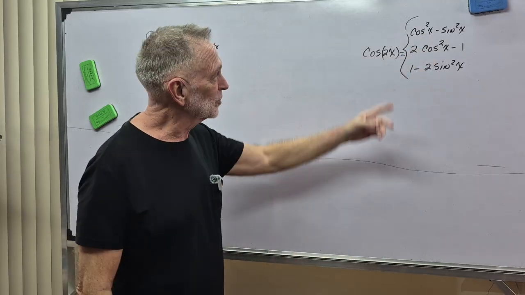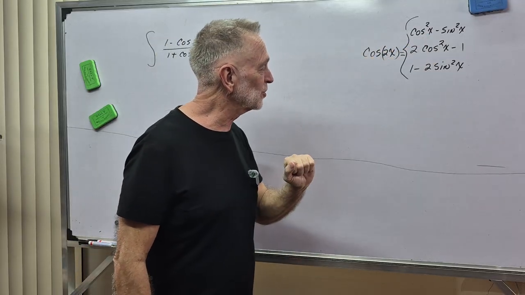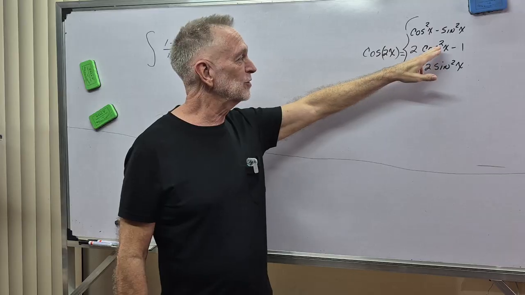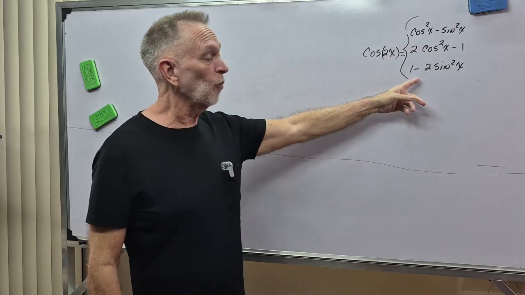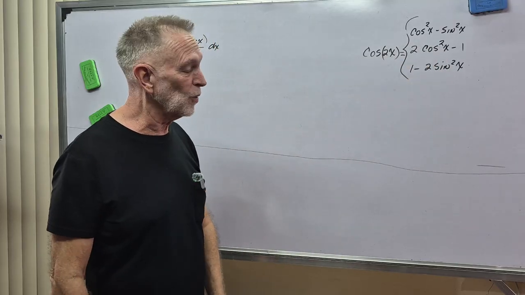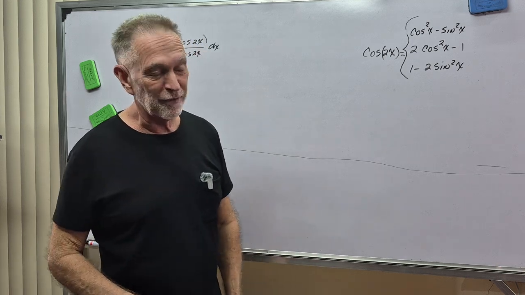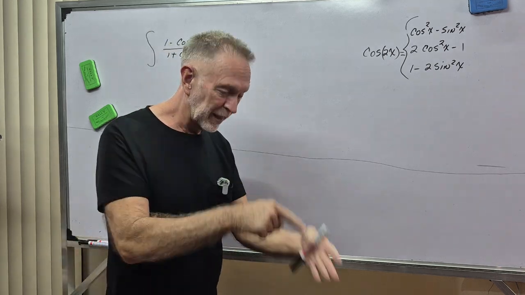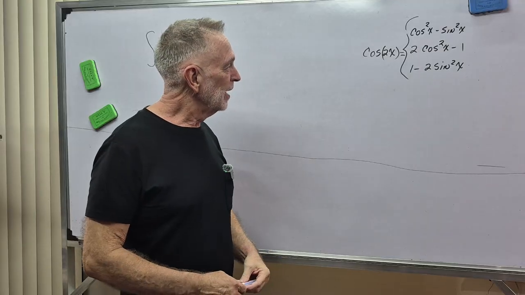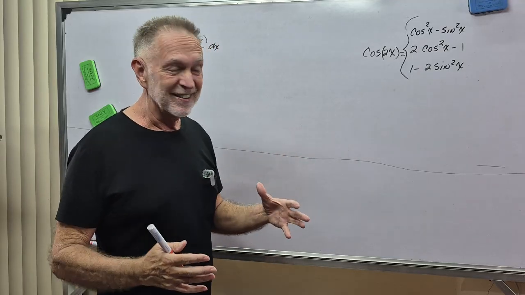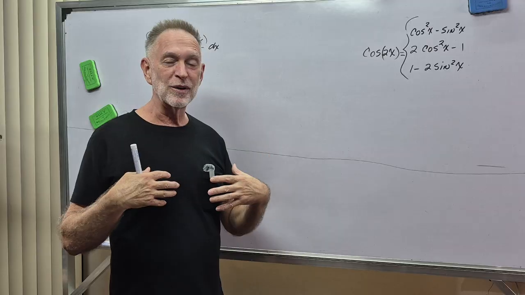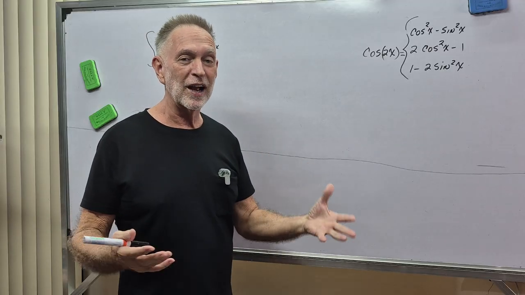Now, when I first looked at this, I thought, I know cosine 2x is one of these three things: cosine squared minus sine squared, 2 cosine squared x minus 1, or 1 minus 2 sine squared x. I didn't actually remember those. I have a quick reference in my phone. There it is.